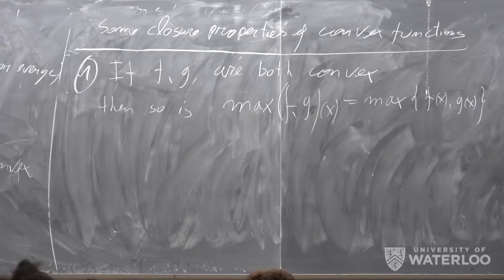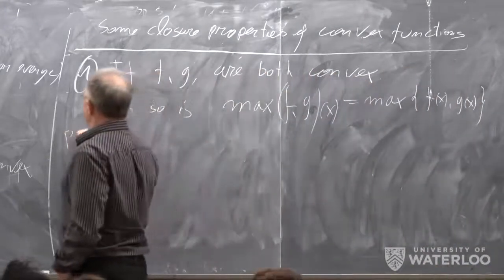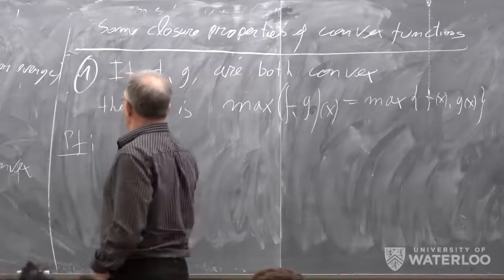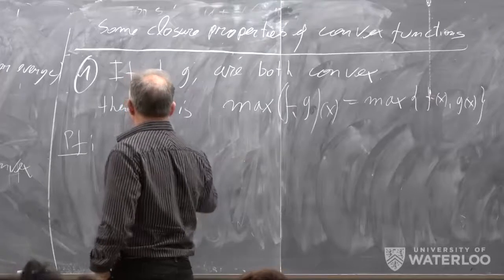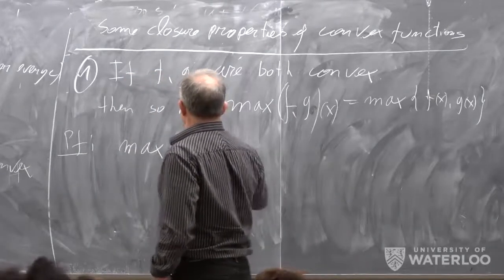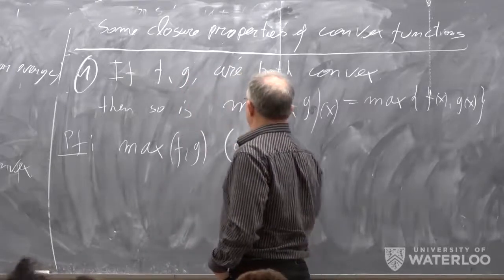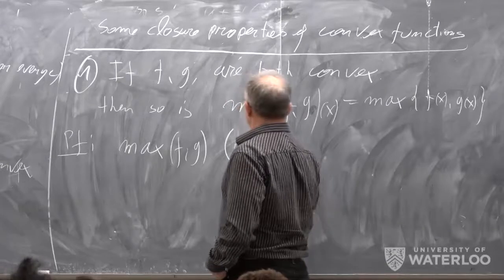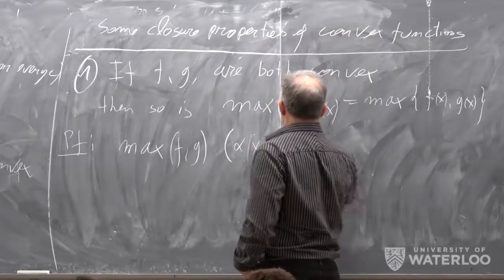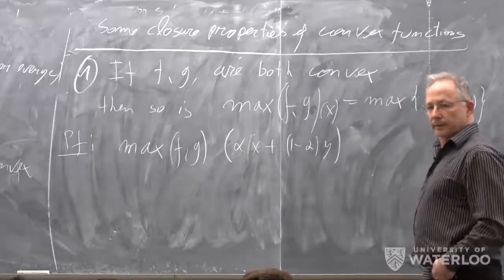And why is that? And again, we have to just check it. So proof, we just have to check the maximum. What does the maximum function of fg do on a point that looks like alpha x plus 1 minus alpha y? Right?